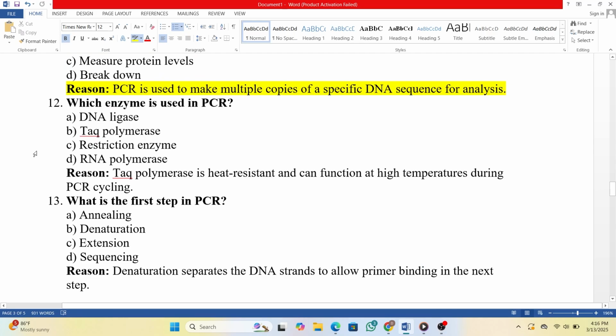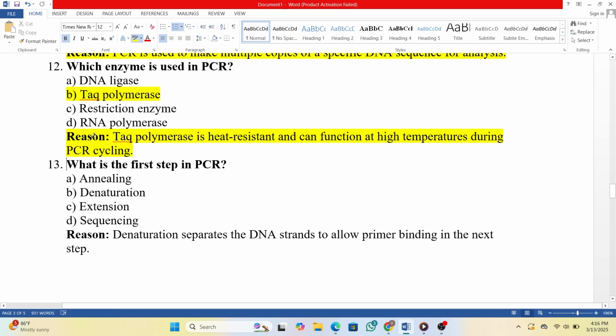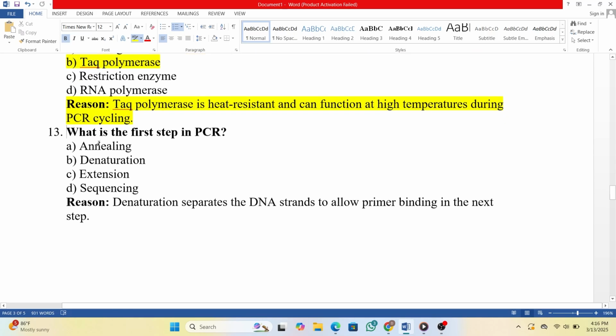12. Which enzyme is used in PCR? A. DNA ligase. B. Taq polymerase. C. Restriction enzyme. D. RNA polymerase. Answer: B. Taq polymerase. Reason: Taq polymerase is heat resistant and can function at high temperatures during PCR cycling.